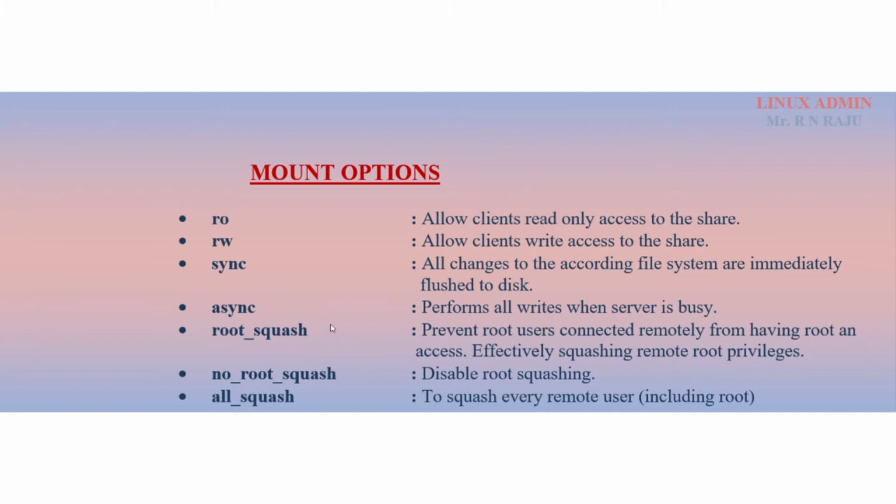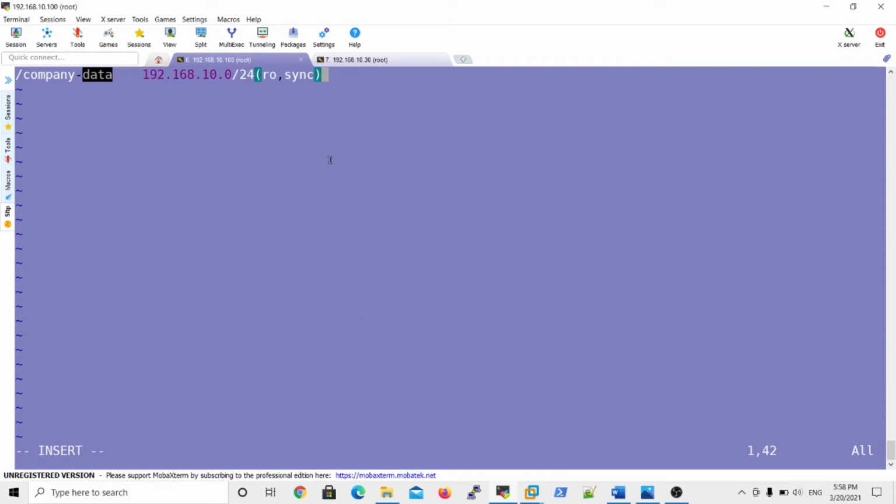One more two options: root squash and no root squash. People in the environment sometimes use the no root squash option. No root squash means it disables root squashing. Disabling root squashing means the remote users can act as a root user, so everyone can access with root privileges. That is called no root squash. Now here I specified the 10.0 network people, in case I want to share the resources with read only mode.